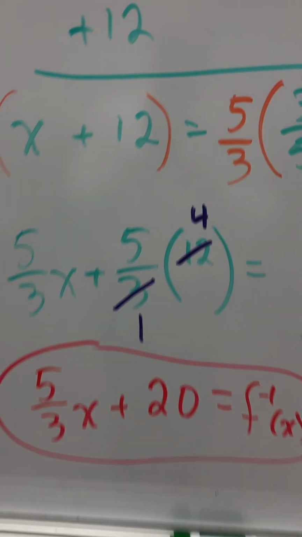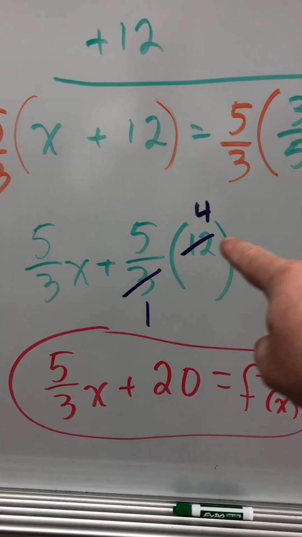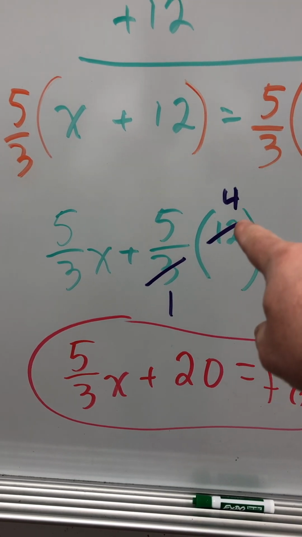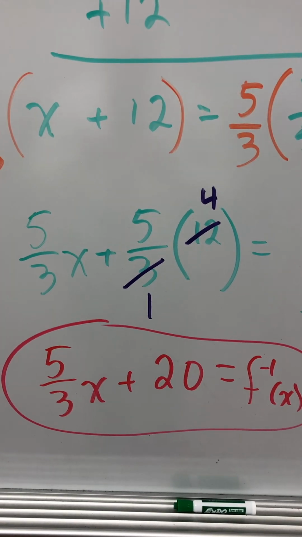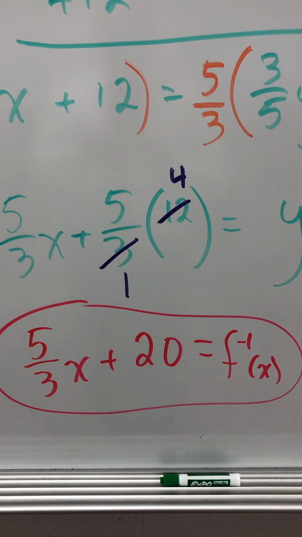What's happening on Desmos.com, the 3 cancels with the 12. And 3 goes into 12 4 times. So 5 times 4 is 20. You'll get 5/3 x plus 20. Okay.